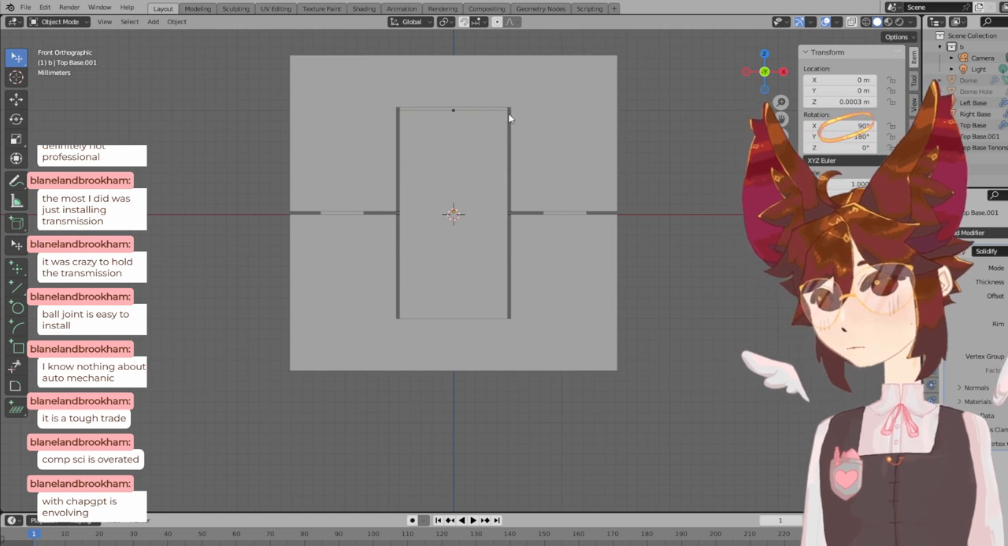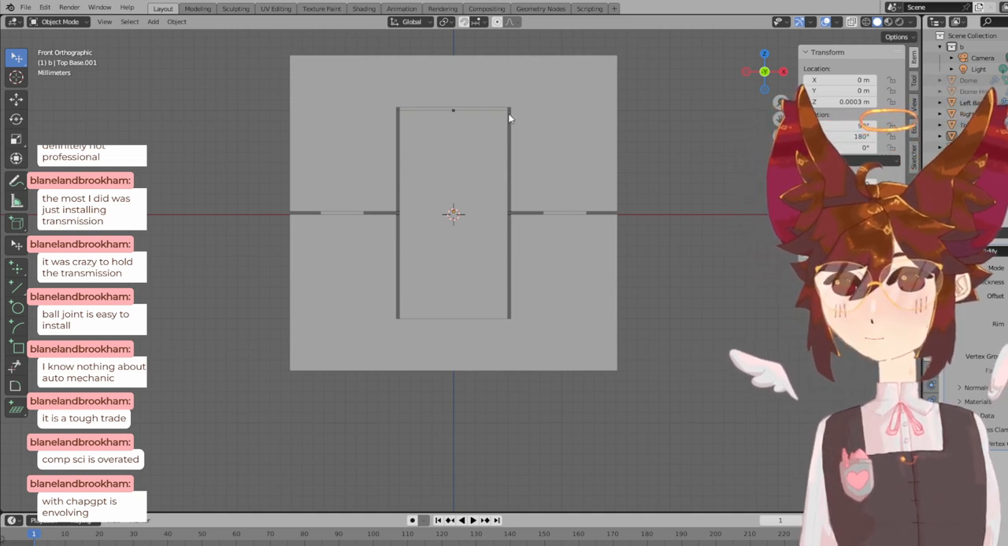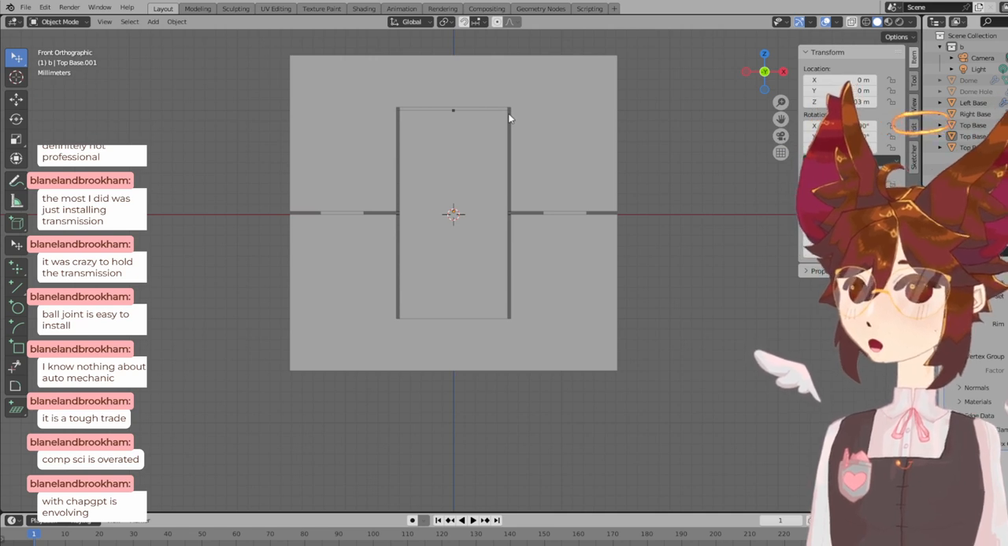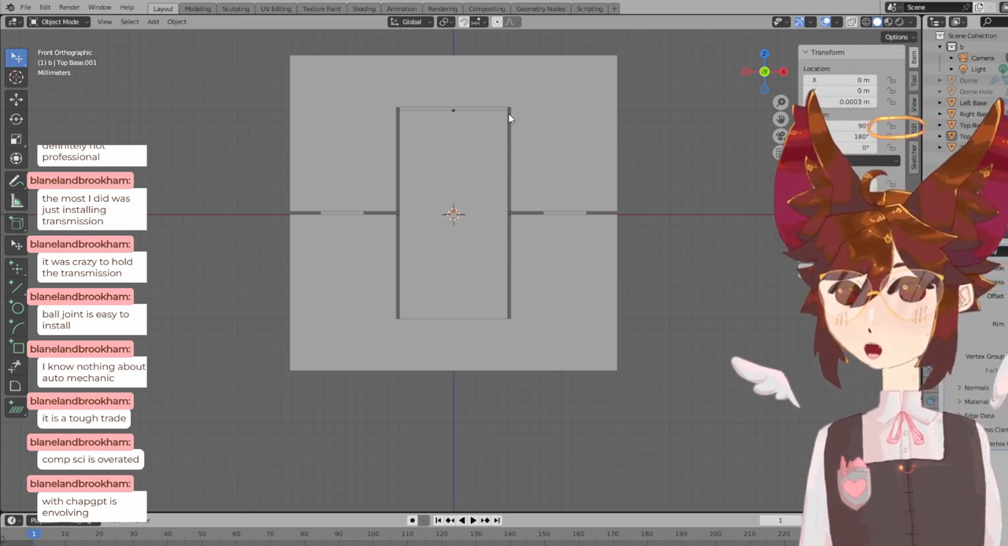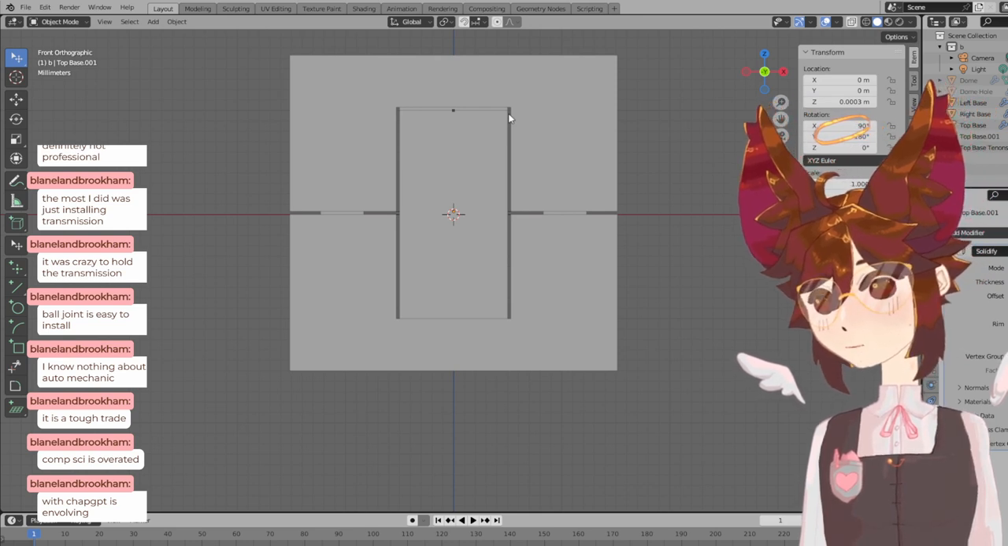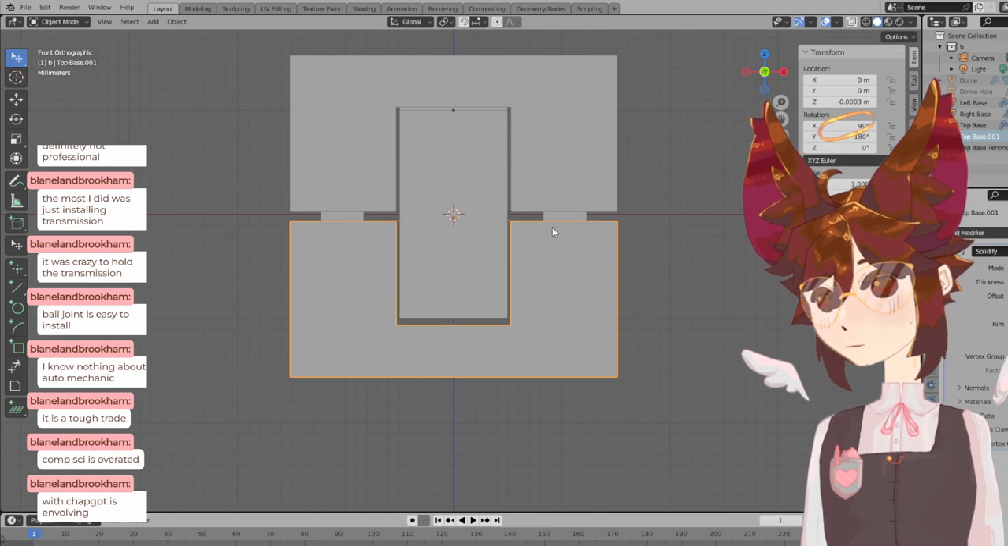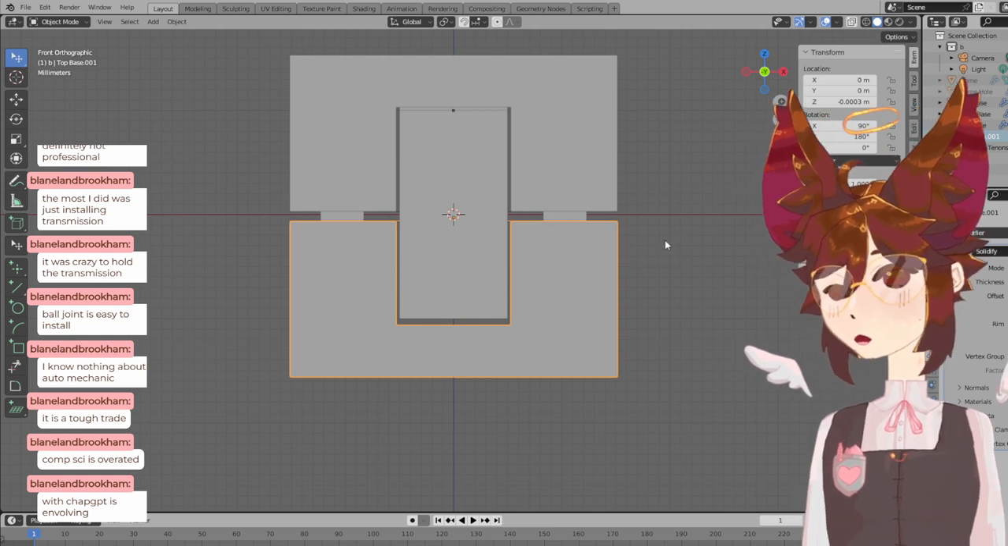I actually don't know why I gave a tolerance there. Do I need a tolerance there? Because these are clamping over it. Maybe not. I don't know. I should probably put a tolerance on the bottom. I should probably keep it like that, but make these longer.